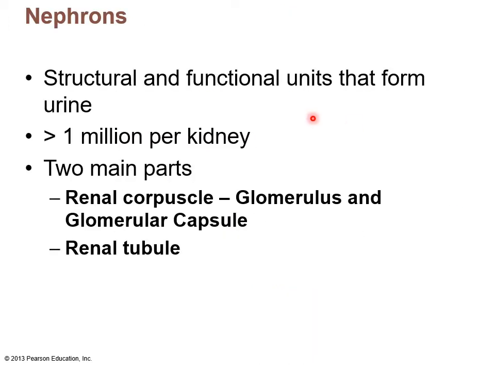Now, nephrons, as mentioned earlier, are the structural and functional units that form urine, and you have about 1 million of these for each kidney. These are little tiny strainers. They're made up of simple squamous epithelium, and they have fenestrations, they have pores, so they're more porous than your normal capillary beds in the systemic circulation. There's two parts to the nephron. You have the renal corpuscle, which is made up of the glomerulus. Those are the capillaries, with a little capsule that goes around it. The filtration occurs here. And then you have what's called the renal tubule.